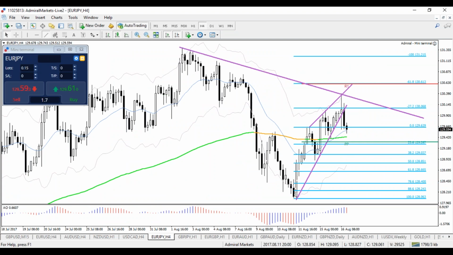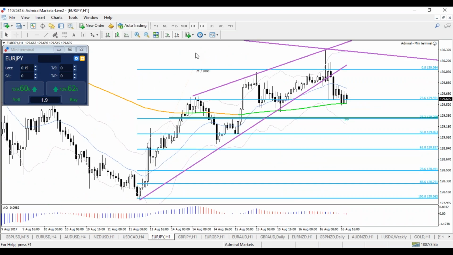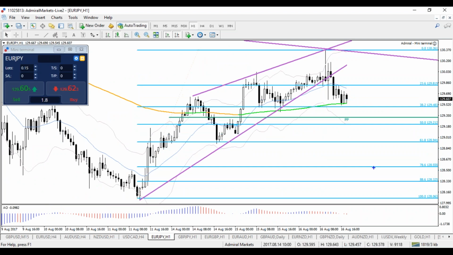or a bounce at the 61.8, for instance, 78. Those could still be bouncing spots. It could still be considered perhaps a wave 1.